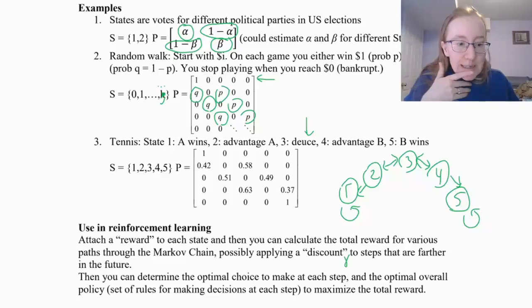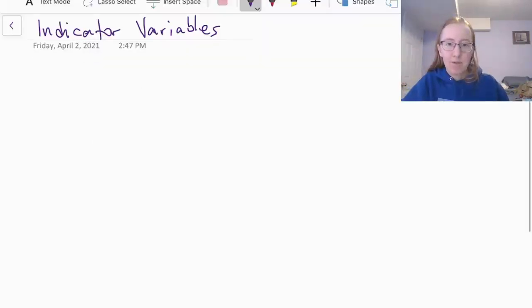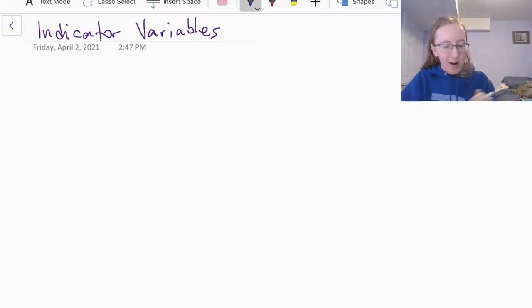Oh, I see a question. Yes. Can we go through an example of an indicator random variable? Absolutely. Do you have one in particular that you want me to look at? Maybe I'll start off with a quick review of what indicator variables are.